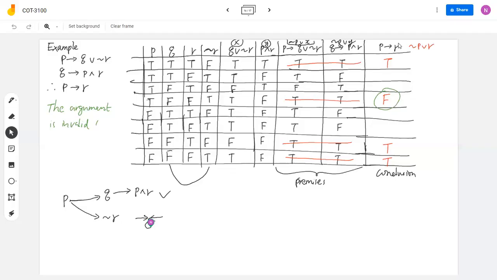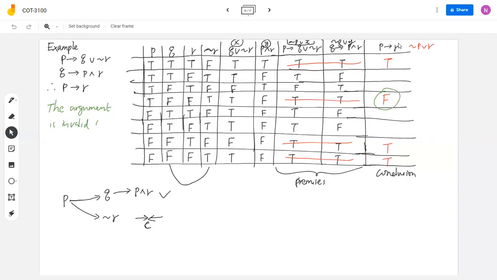And you can see why we have this. Okay, sorry. So this shows that this argument is invalid. So where can it go wrong? The only place it can go wrong is P is true, but Q is false.